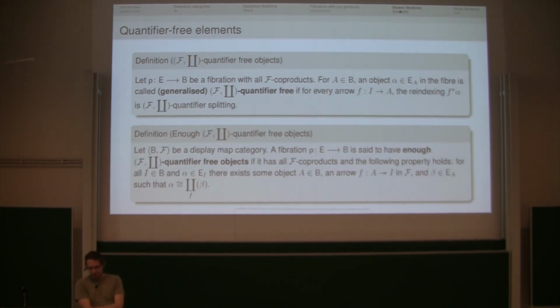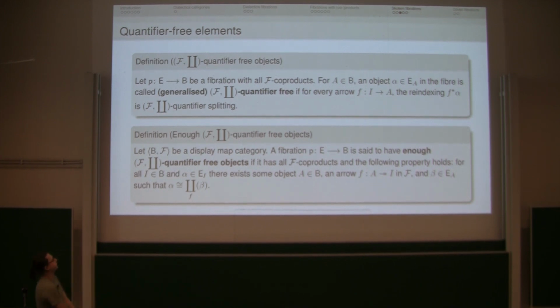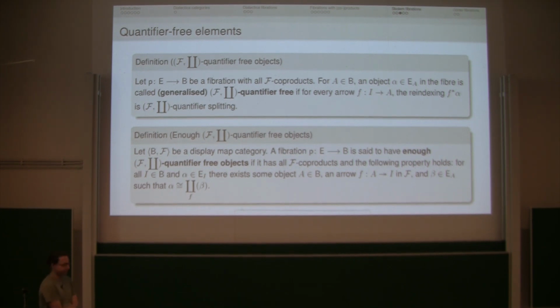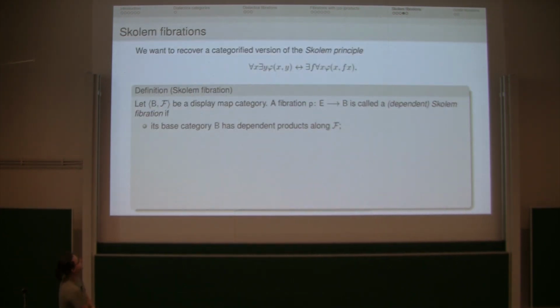And then the actual quantifier-free, so that's the notion of the quantifier splitting, and then quantifier-freeness means that this process of splitting is stable under pullback, and in particular we want to have this covering property. We want enough quantifier-free elements to exist.